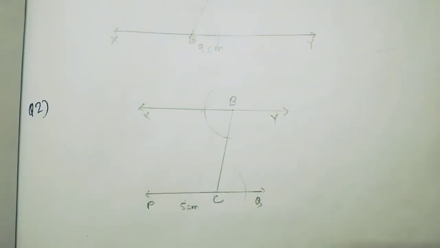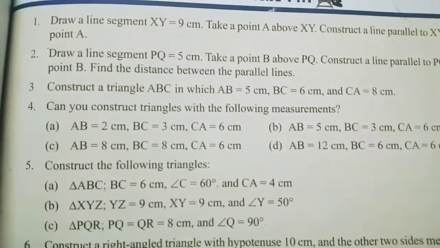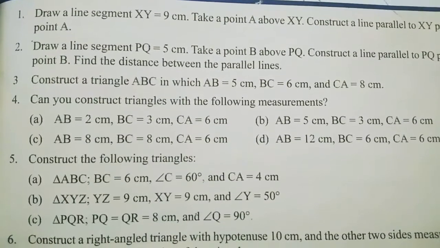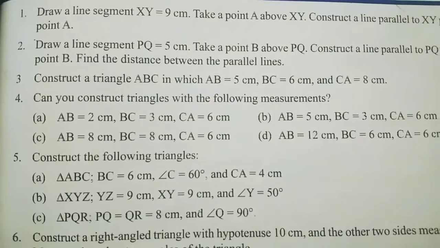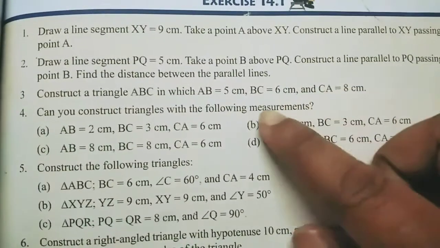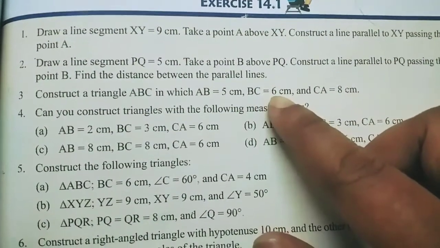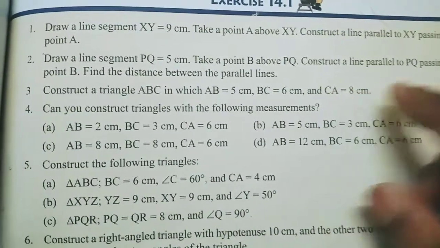Understood the concept? Now question number 3: construct a triangle ABC in which AB equal to 5 centimeter, BC equal to 6 centimeter and CA equal to 8 centimeter. Here you can see three sides of the triangle are given. You have to construct the triangle. What I explained to you, the longer side you will take as the base. What is the longer side? BC or CA? CA is the longer side, that means we will take CA as the base.